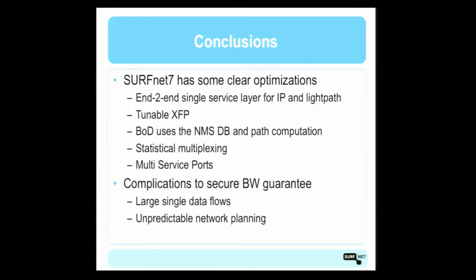At least we have better utilization of the core links in the network by using statistical multiplexing instead of SDH. And we really hope to see an uptake of all the new light path services and bandwidth on demand service by using the multiple service ports. And we just highlighted some complications on how to secure the bandwidth in our network, and be careful with large single data flows, which can result in unpredictable behavior if you're using lags.